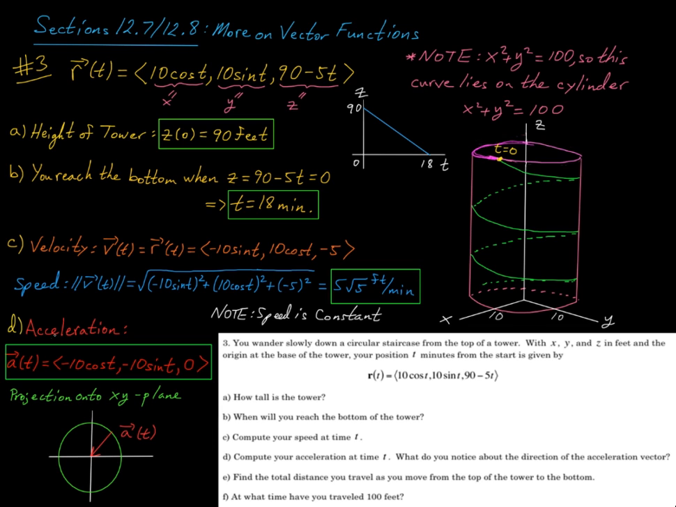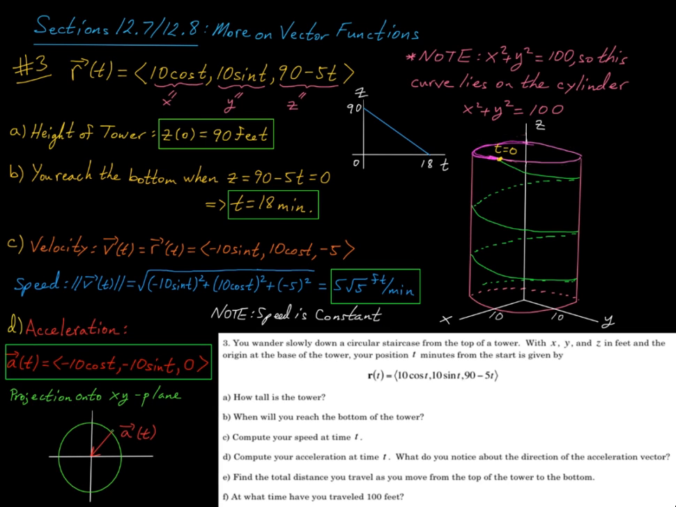Okay, so to find the acceleration, you want to differentiate the velocity vector component-wise. So we get negative 10 cosine t and negative 10 sine t. And for the k component, you just get 0 because you're differentiating a constant. So let's first think about projecting your path onto the xy plane. As we have already noted, the i and j components are just describing circular motion around this base circle of radius 10 centered at the origin.